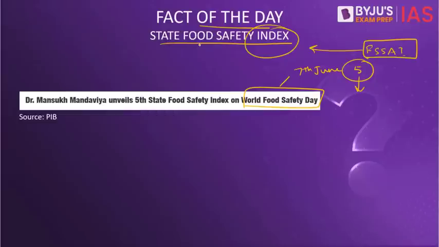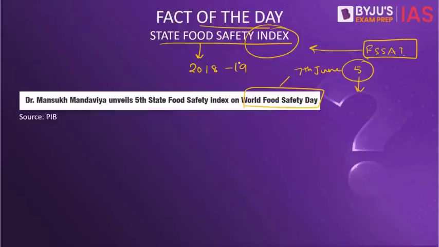Now, State Food Safety Index, please note, was first released in 2018-19 in order to foster healthy competition and catalyze positive change in the food safety ecosystems throughout the country. This will eventually ensure provision of safe and wholesome food to all the residents.